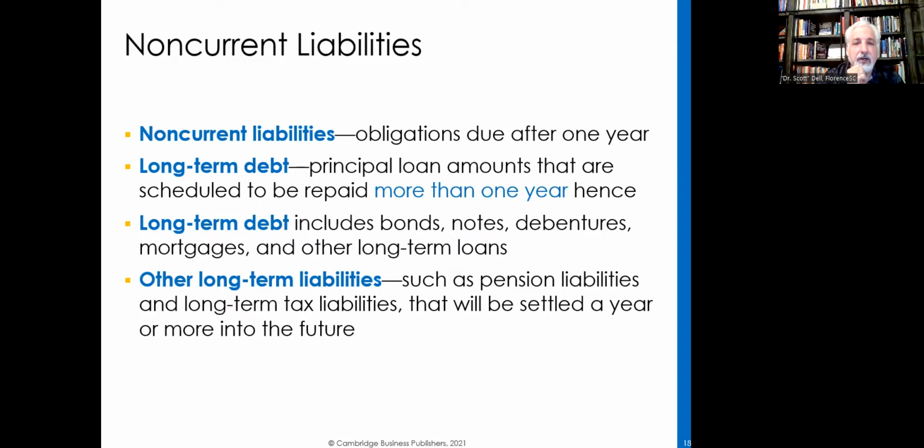Then we're looking at not the current liabilities, but our non-current liabilities. Again, we're going to use the 1 year point. We've got long-term debt, principal that goes out there. It includes bonds, bonds payable, notes payable, debentures, basically bonds, mortgages, and other long-term loans. And then there are other liabilities or obligations like pension liabilities coming up in the future. Tax liabilities, settled a year or more into the future. Not current obligations, but future.